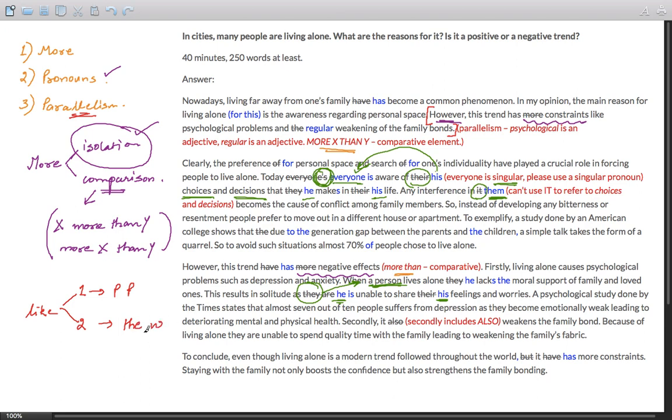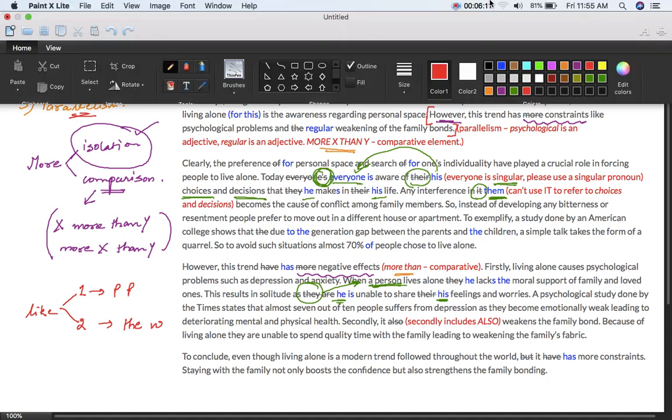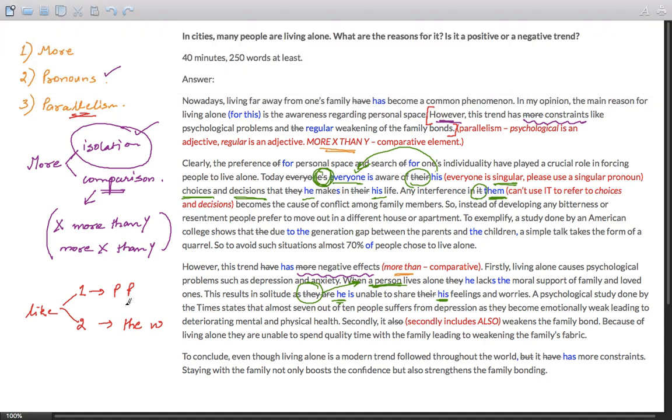Now, the first word of the first one, the first P, is psychological, and psychological is an adjective. The first word here, and the weakening, is an article, so they are not parallel. They must have similar structure. So it's like A and B, like 1 and 2. The first word of 1 and the first word of 2 should be parallel. So here they are not.